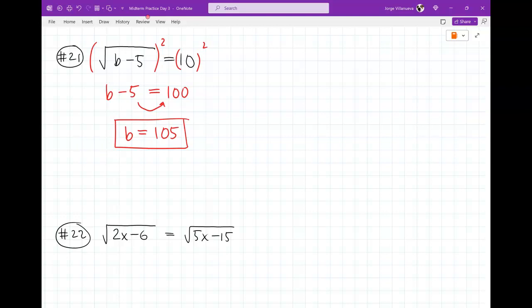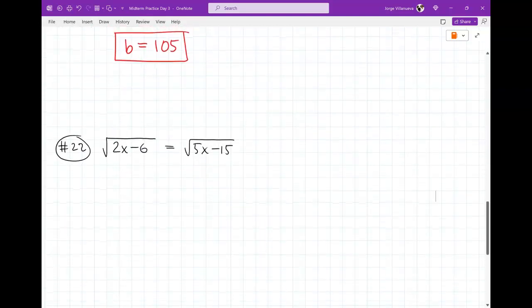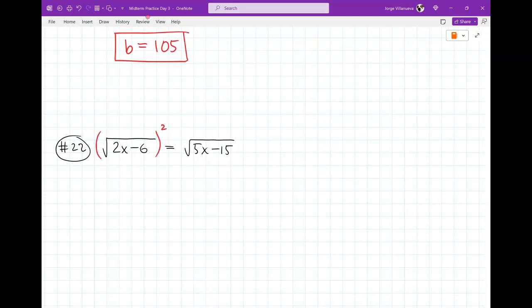Let's look at number 22. Just because it looks more difficult doesn't mean we have to do anything different. We're going to still take a square of both sides. So we'll square both sides. When I square both sides, I get 2x minus 6, 5x minus 15, sorry, not 14, 15.